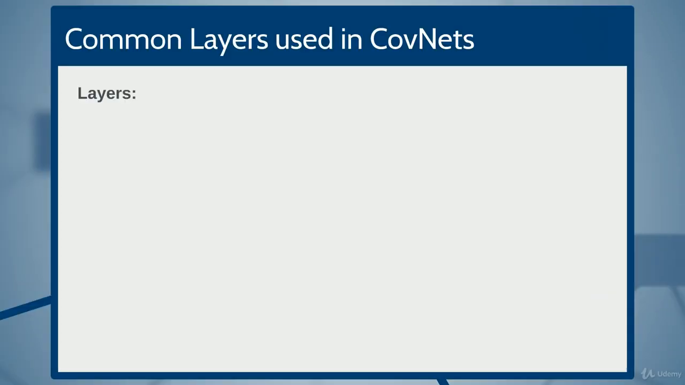So let's take a look at some of the common layers that we're going to run into when we're designing convolutional neural networks. The first, this is what we've been talking about, simply the convolutional layer. Local connectivity, shared weights, learnable filters.